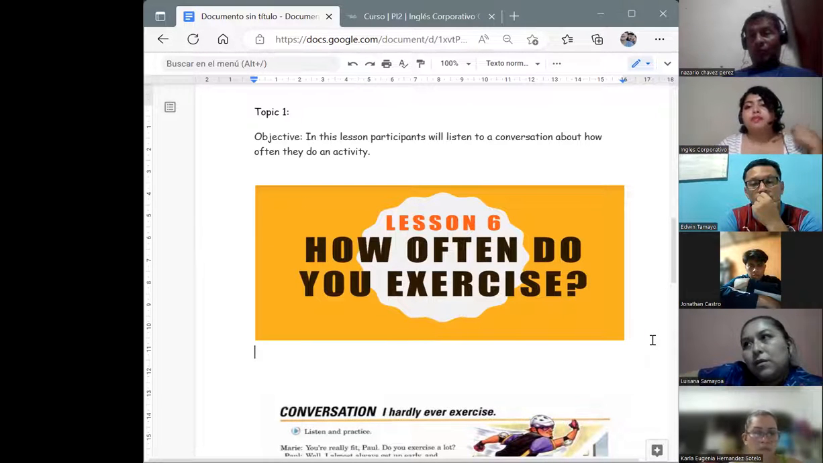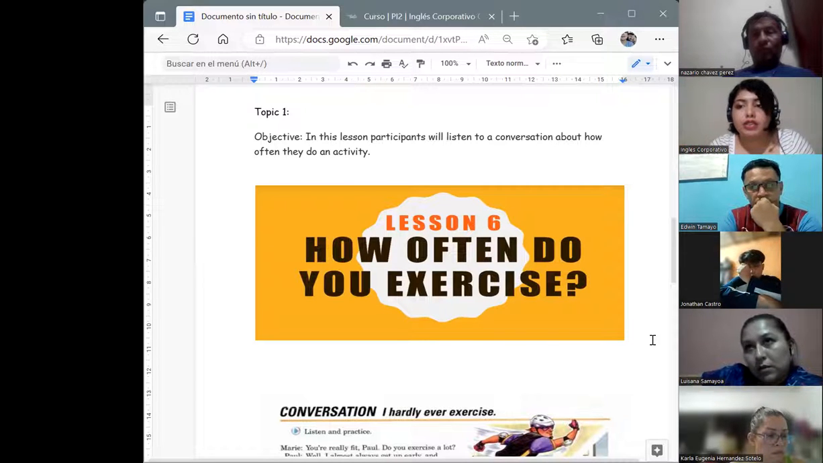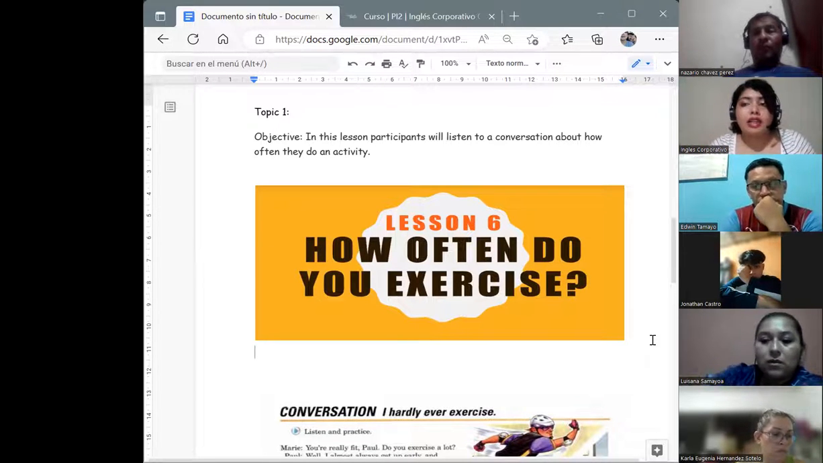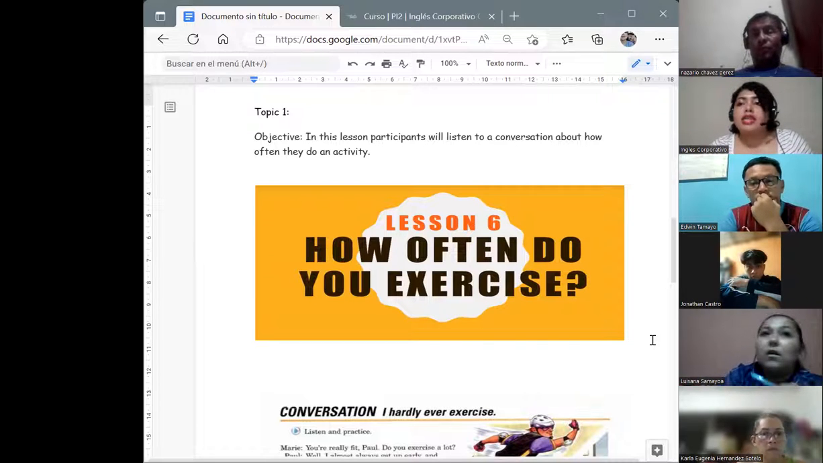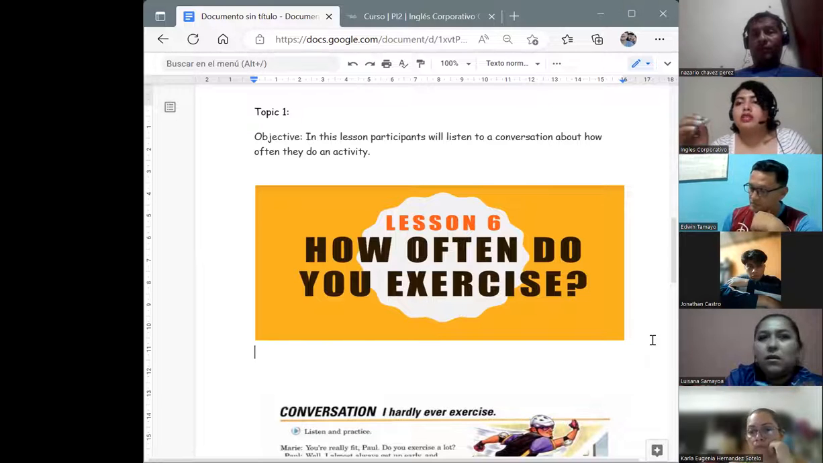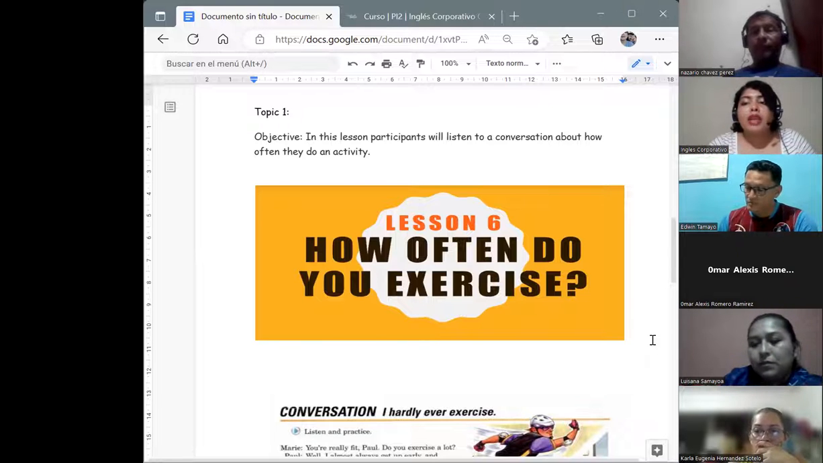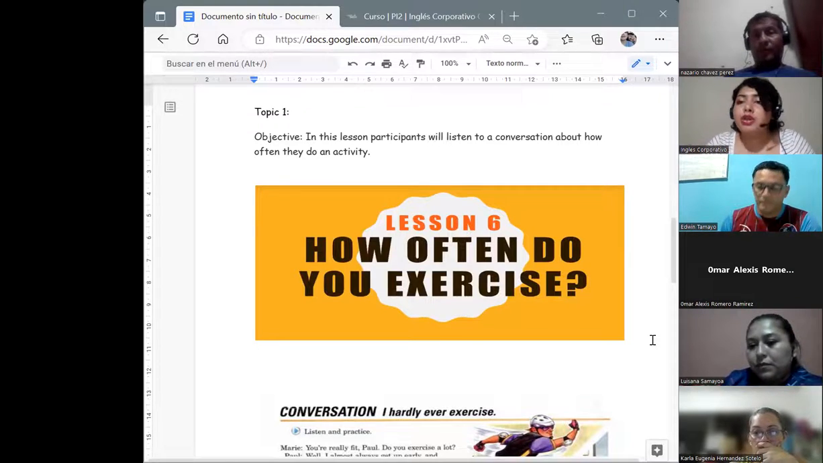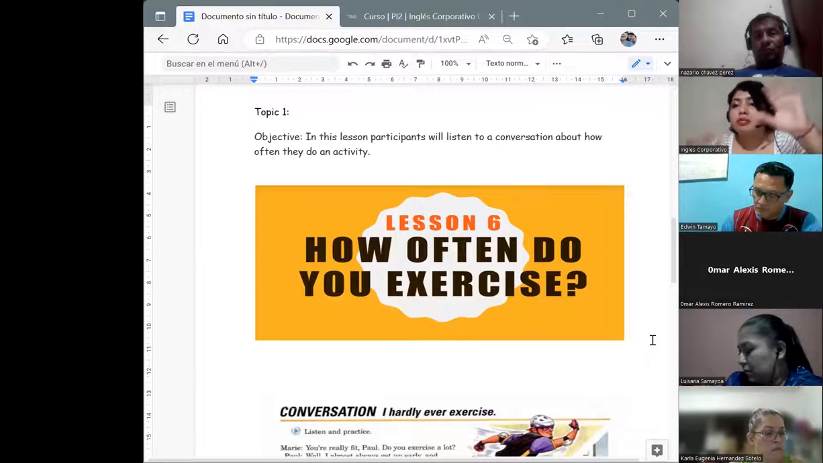Vamos a hacer primero, ustedes me van a contestar esa pregunta. How often do you exercise? ¿Qué tan seguido ustedes se ejercitan? I always, I never, I sometimes, or we can use just sometimes, I usually, I rarely ever, which adverb do you want?